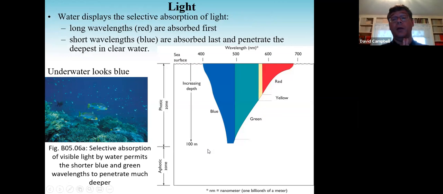Different colors of light travel differently through the water. Red is absorbed pretty quickly. Blue is the slowest to be absorbed in pure, clear water. This is why things can look blue underwater.